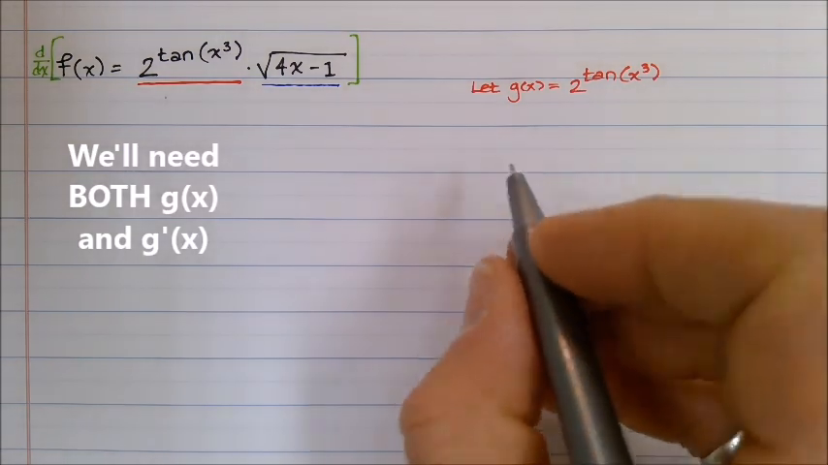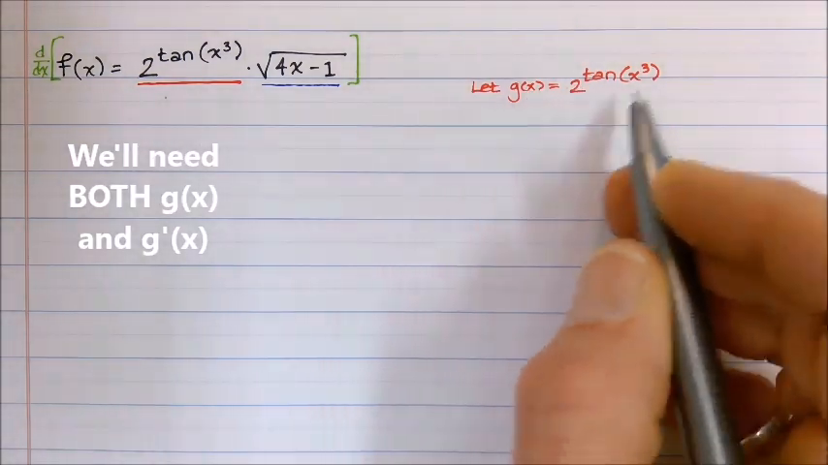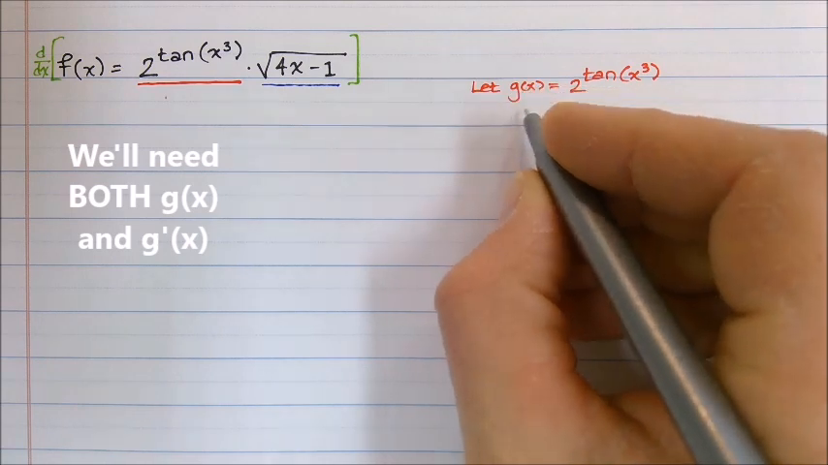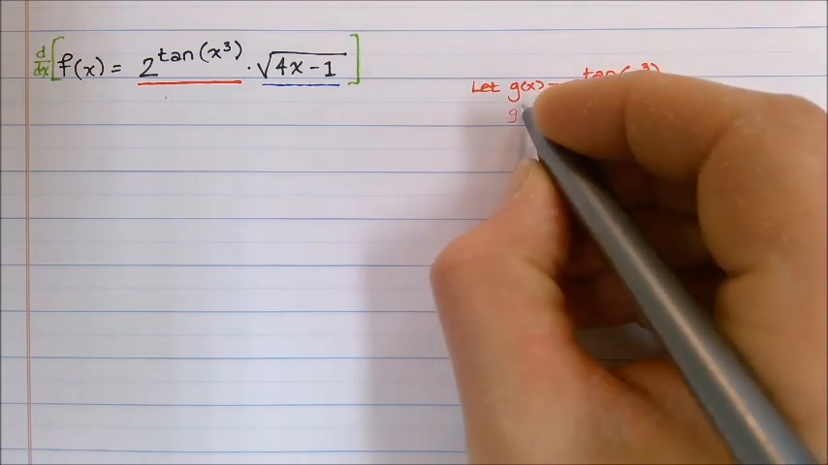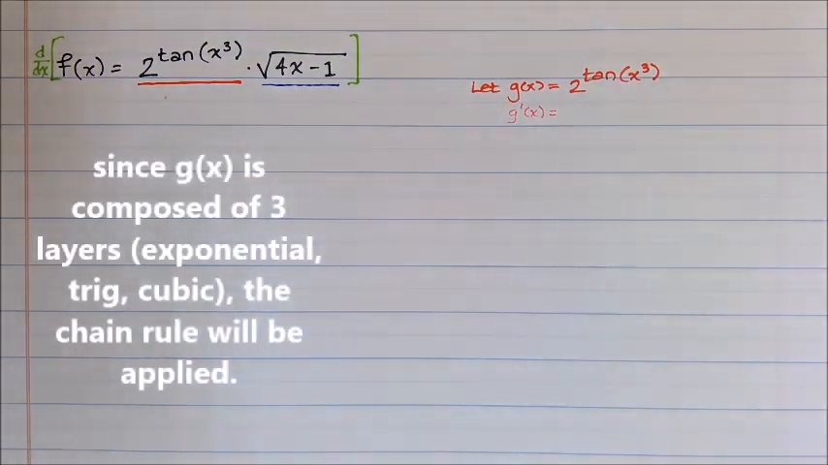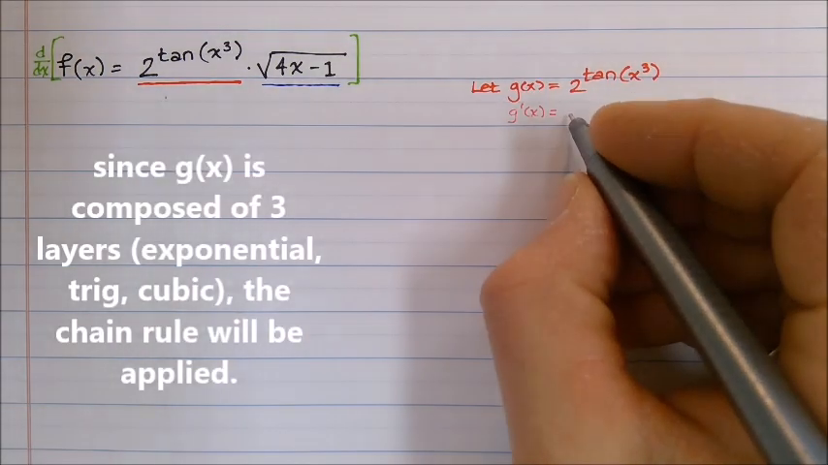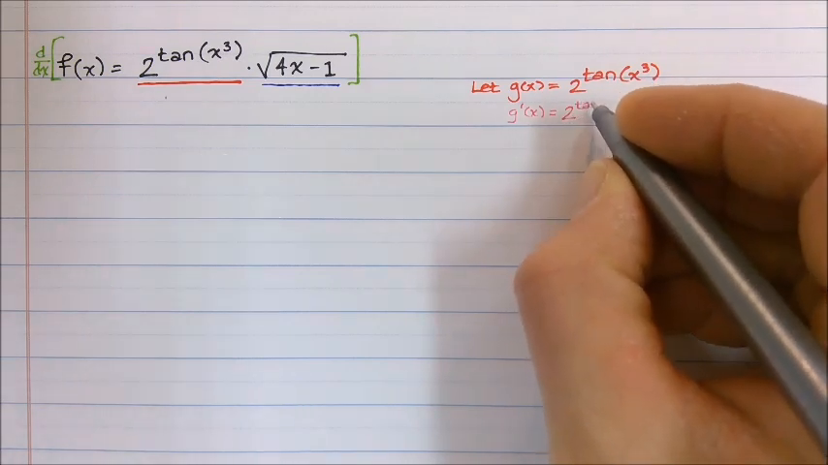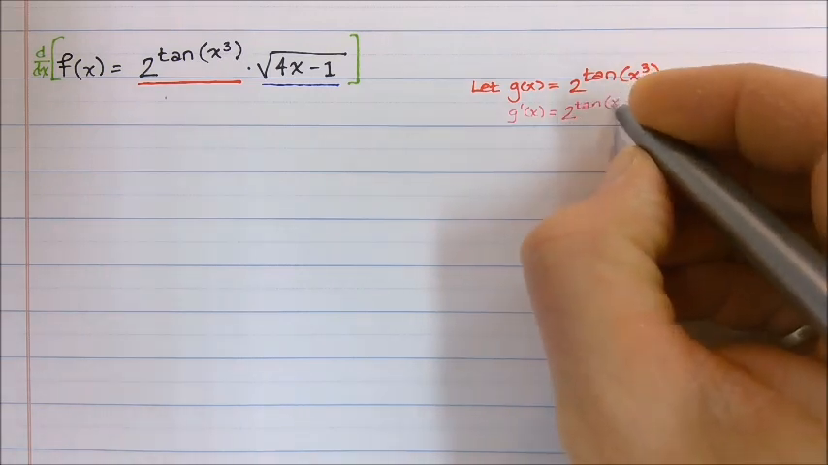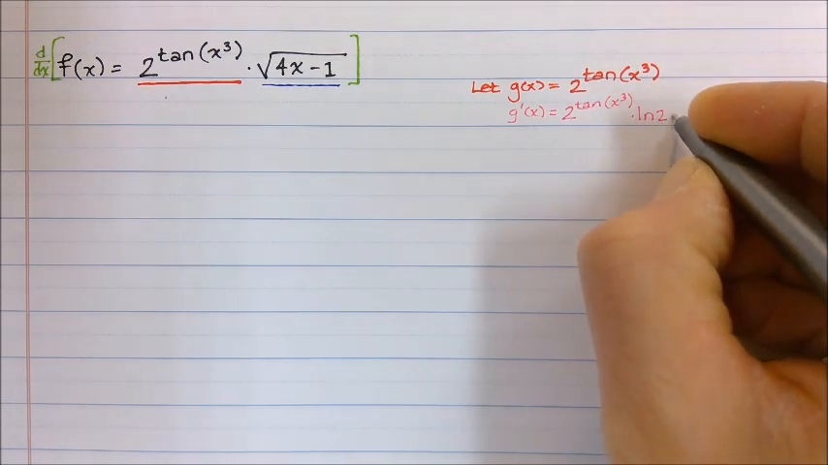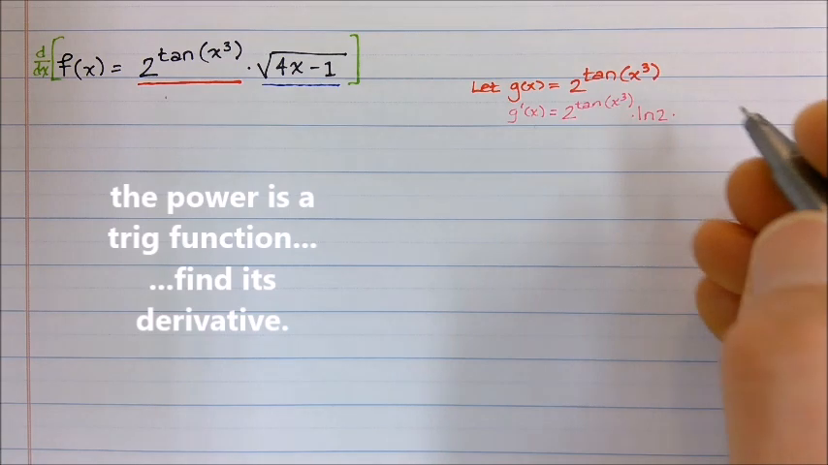Now, I'm going to need both g, that first factor, and its derivative. So after I let g equal that, I'm going to just quickly compute g prime so that I have that at the ready as well. So the derivative of an exponential will have 2 to whatever power times ln2 times the derivative of that power.